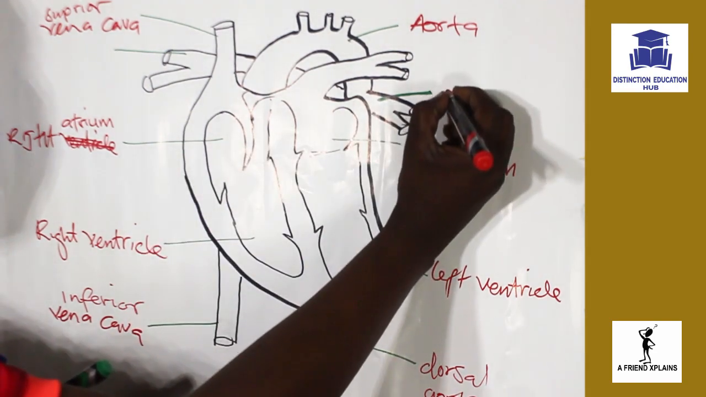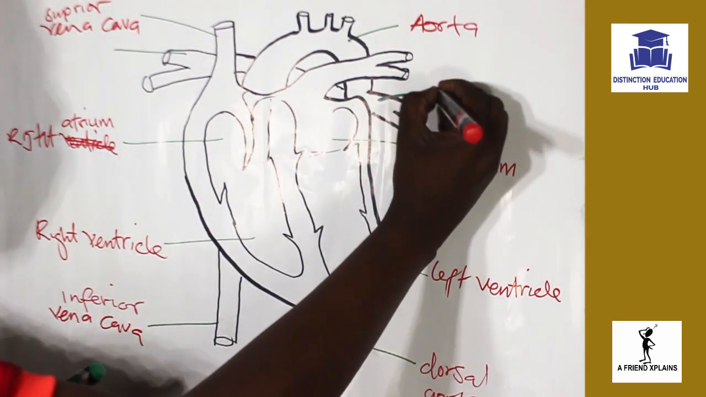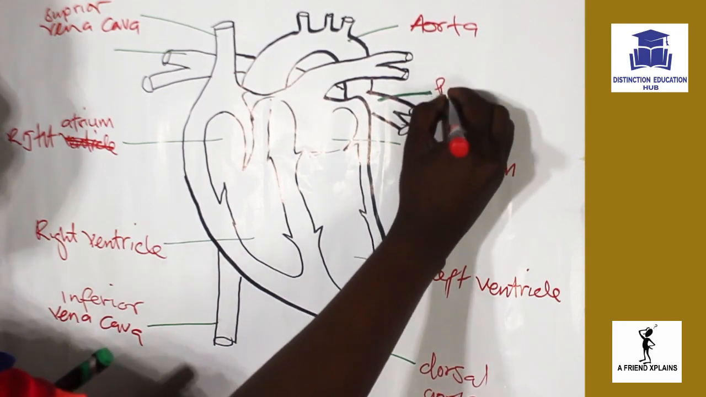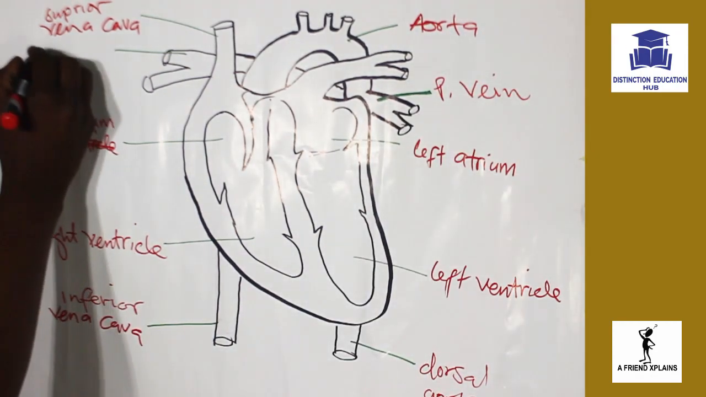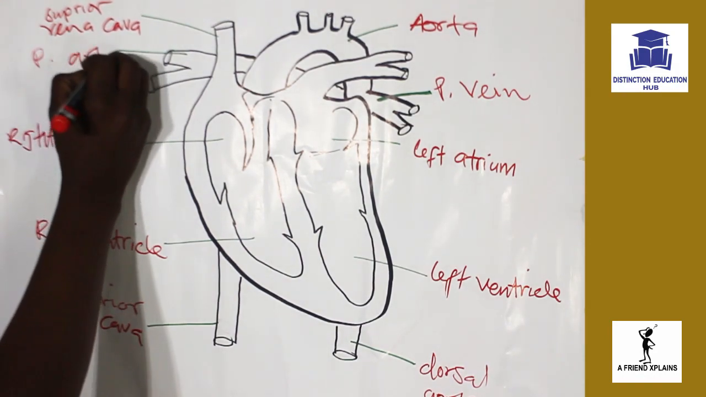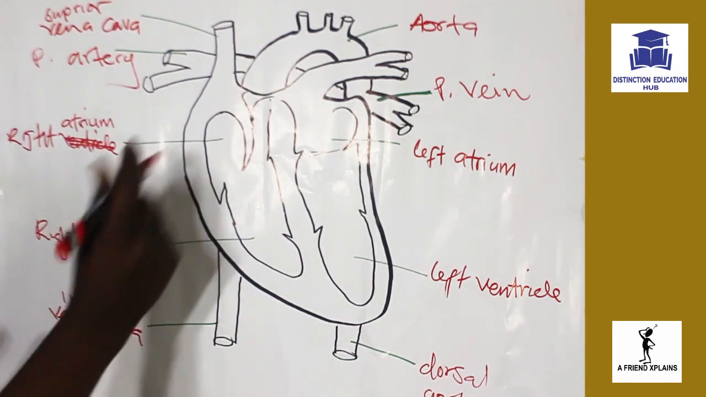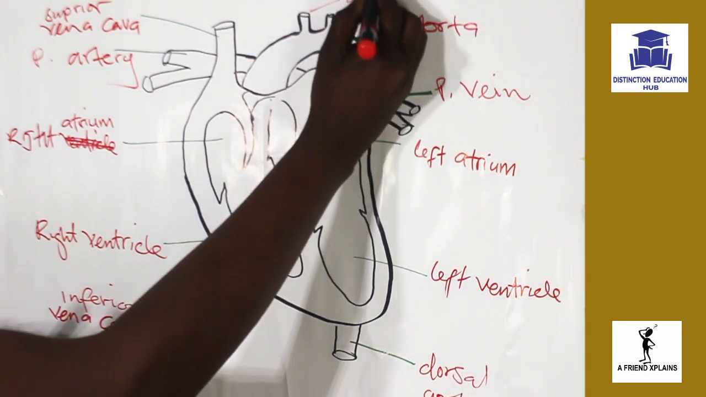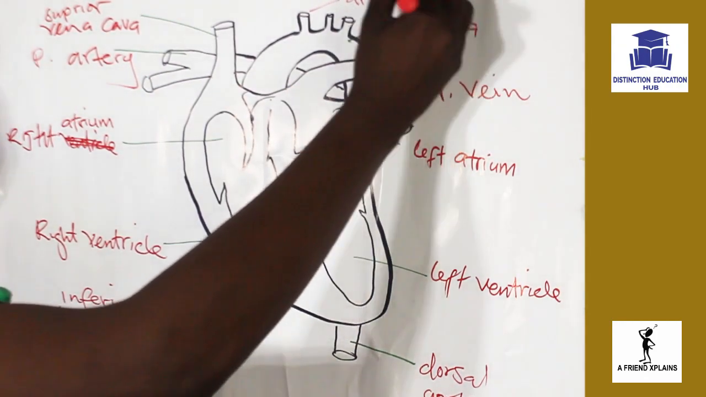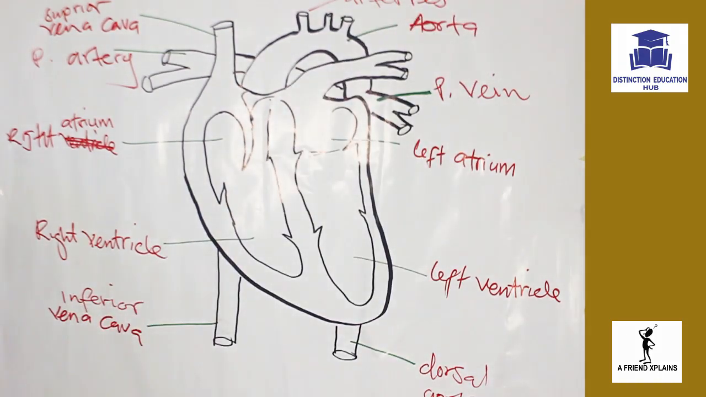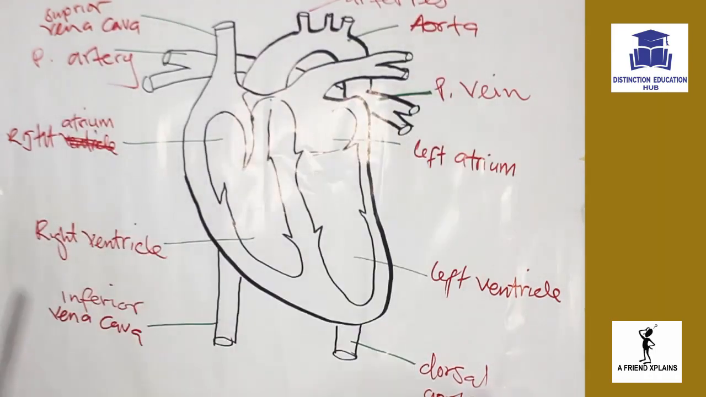So we have our pulmonary vein, abbreviated as PV. We have our pulmonary artery, abbreviated as P artery. All right, and these are just arteries that are branching from the aorta there.